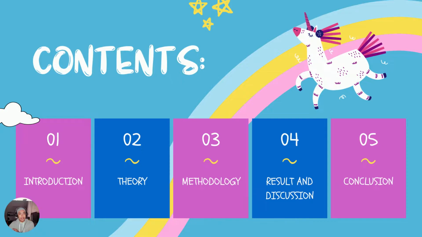Okay, this is the table of contents for our group. First is the introduction and the objective. Next is theory, followed by methodology, then result and discussion, and lastly the conclusion.